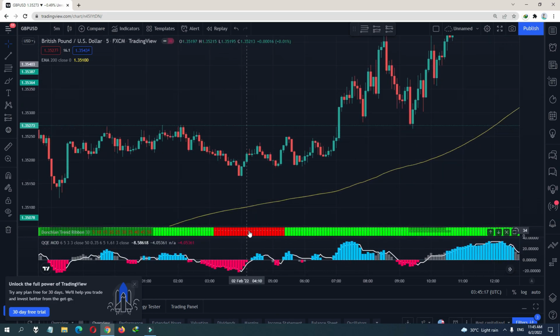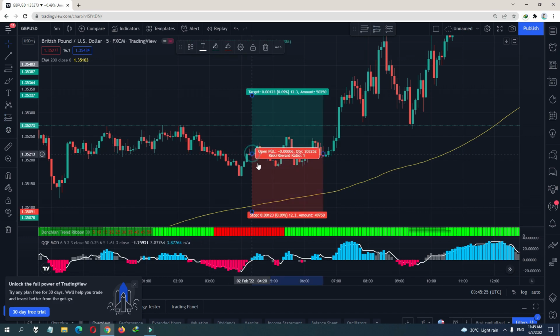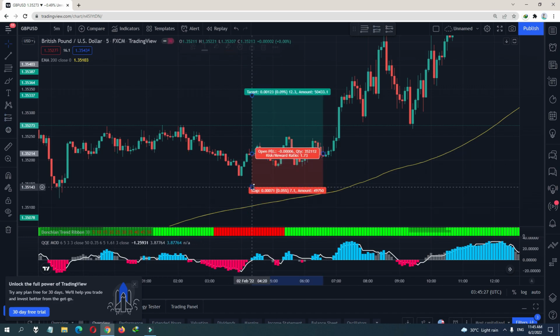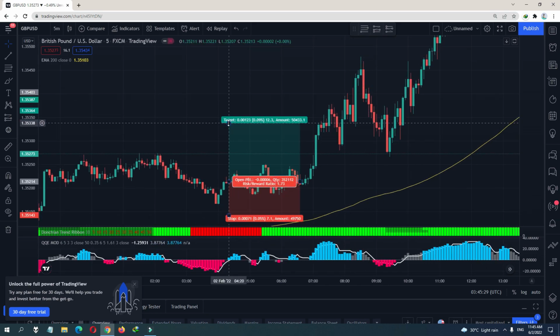Okay, Donchian red, above 200 EMA, and we have a signal here. All right, so you can target 1 to 2.